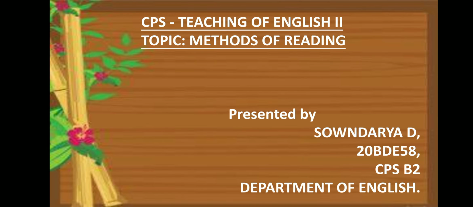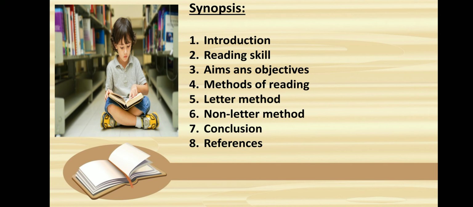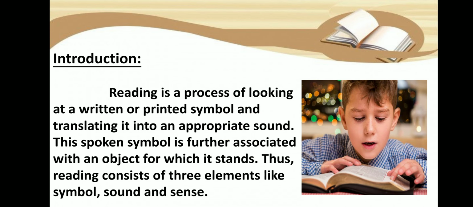Today we are going to learn on the topic methods of reading. These are my content outline. Let us see what is reading. Reading is a process of looking at a written or printed symbol and translating it into an appropriate sound. And thus, reading consists of three elements. They are symbol, sound, and sense.